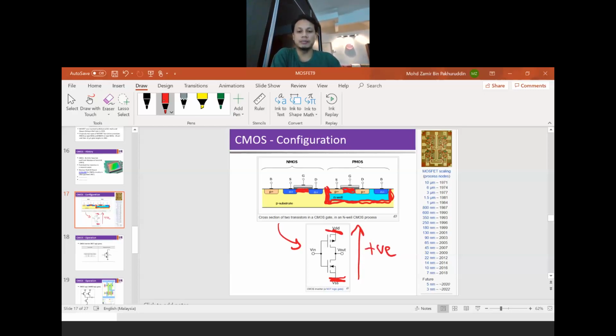If you look at this symbol, which one is the PMOS and which one is the NMOS? Now you tell me. The top one, is it PMOS or NMOS? Look at the arrow. Which one?